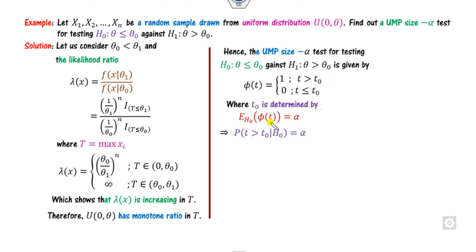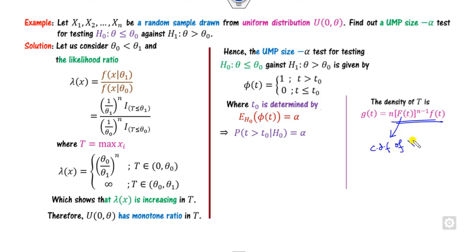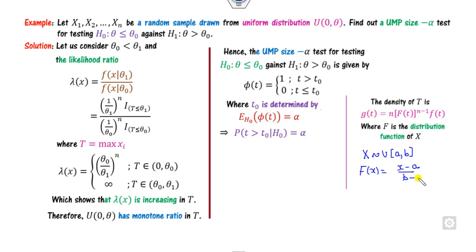Again, it's a T, we have to define the distribution of the T. What is T? That's a maximum of xi. Well, how can you find the maximum of xi? That's the order statistics. We can know the density function of here. What is the capital F? That's the CDF of this X. What is the X? Uniform distribution. So what is the uniform distribution CDF? I will tell you, if this is my uniform distribution, then the CDF of this is x minus a over b minus a.